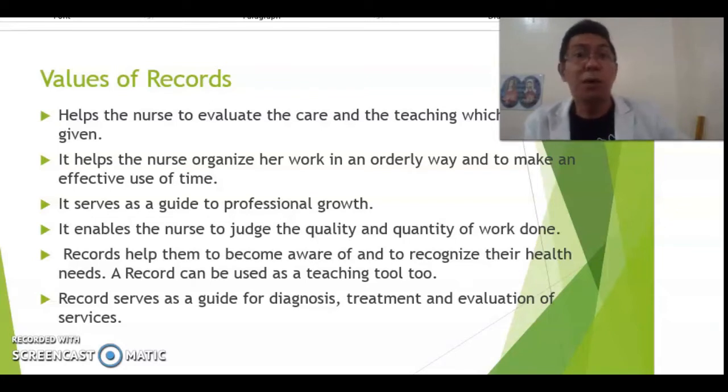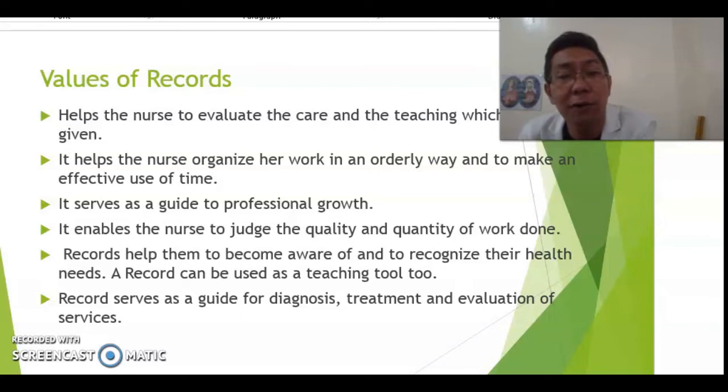If you see the records, and the last nurse was able to record that this has to be followed up, that these things have to be provided, or more information on a certain topic, on a certain issue, then you can give it right away. So you can teach. You can provide the education to your patients.